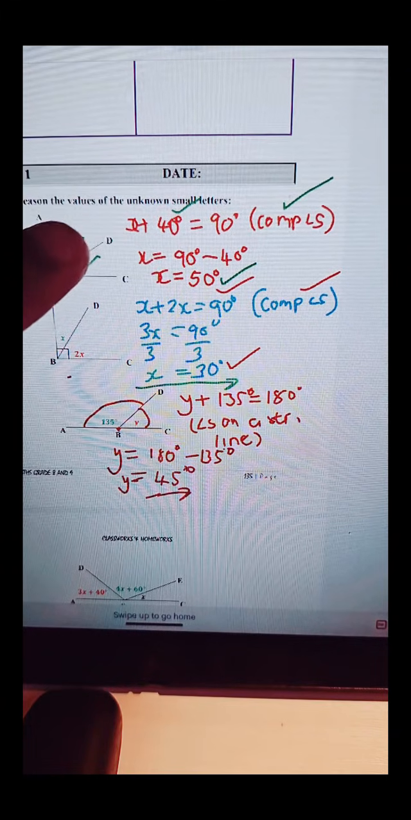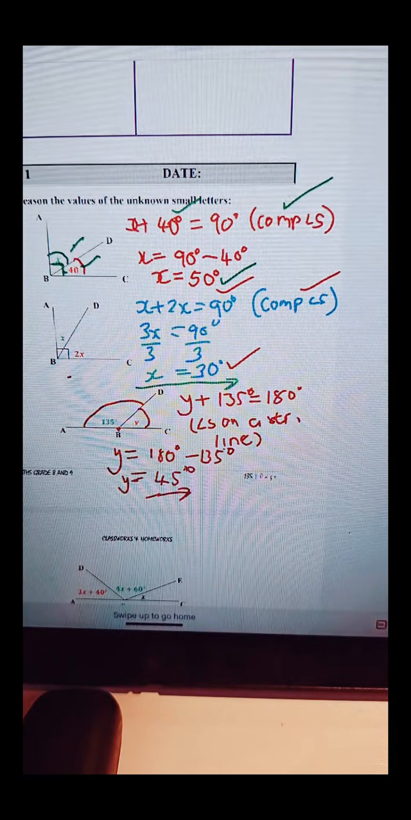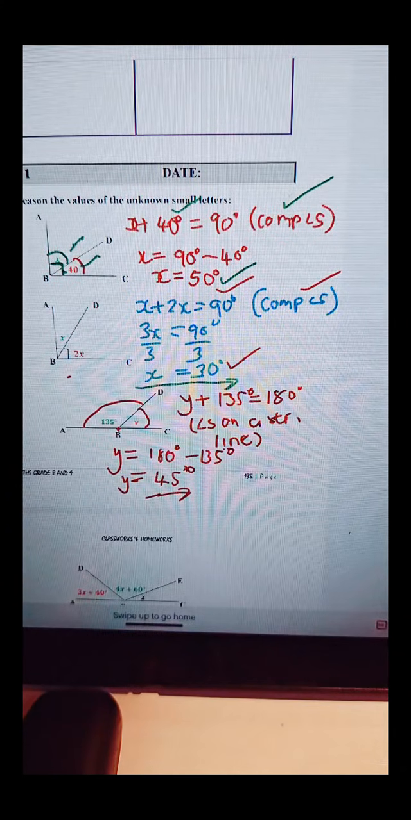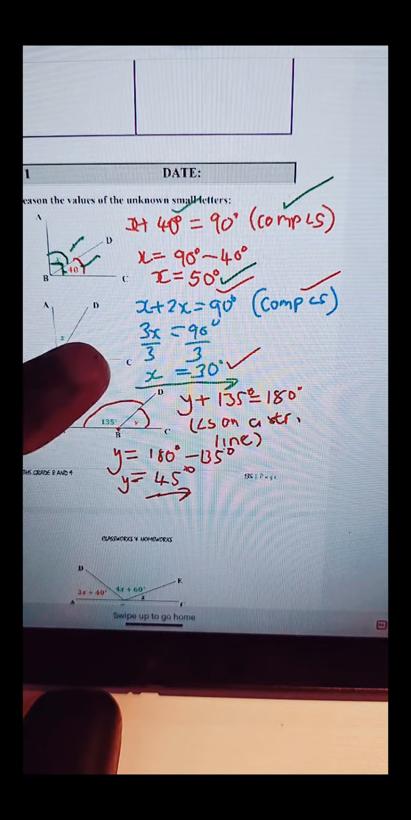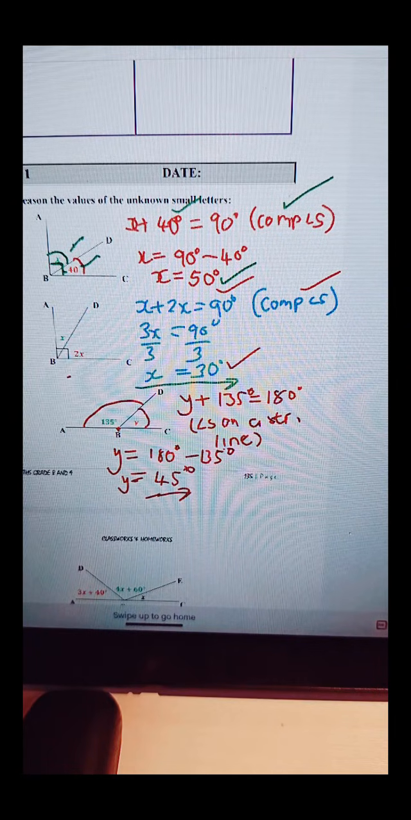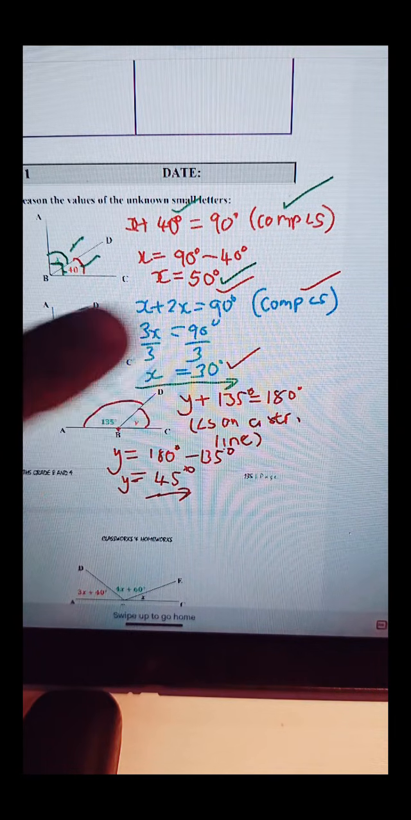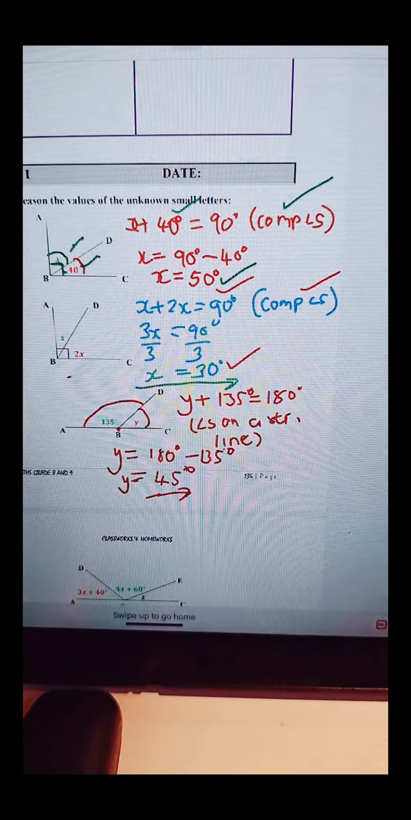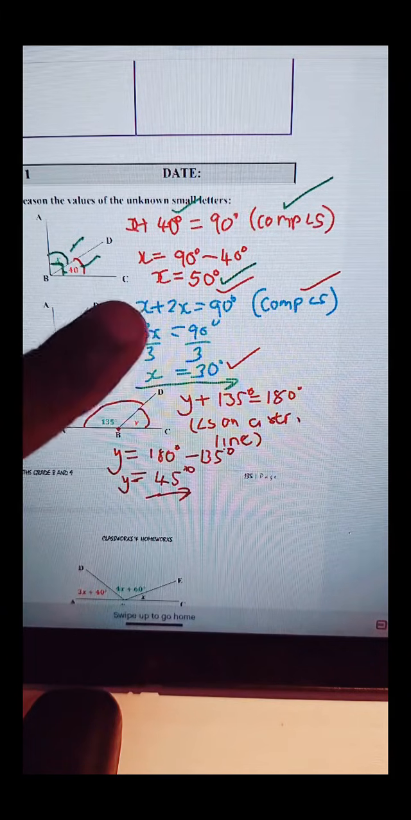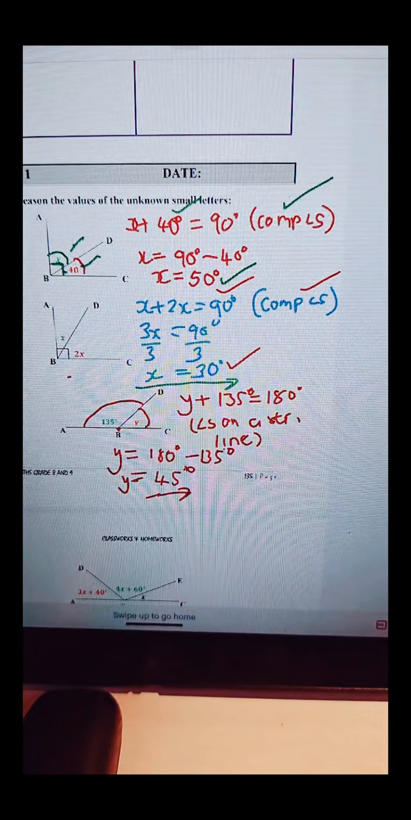So we looked at this first question, which had to do with complementary angles. Then our skills of adding and subtracting like terms and solving for an unknown become important after we set up the equation. Look at the second question. The x and the 2x, they add up to 90. The box means 90. So we say x plus 2x is equal to 90 degrees. Comp angles is our reason. We add x and 2x, we get 3x.